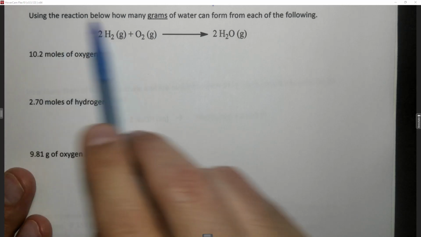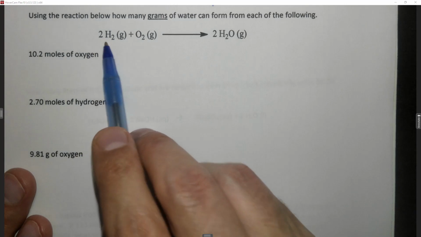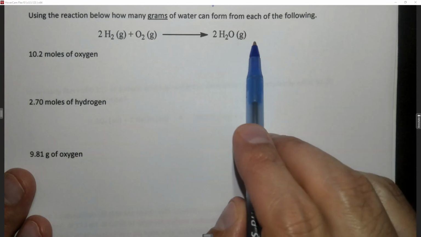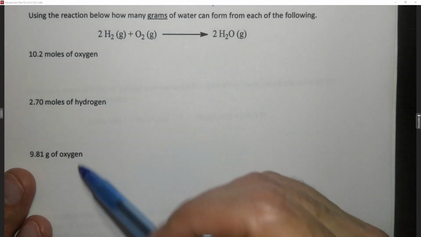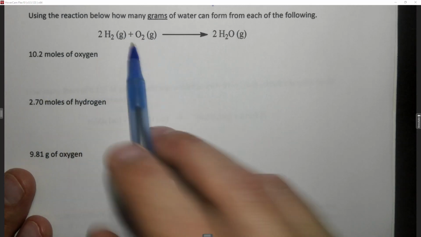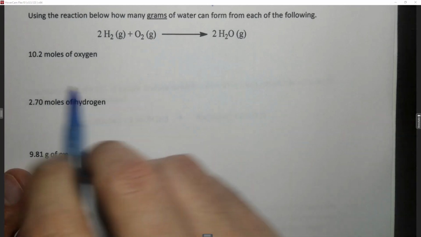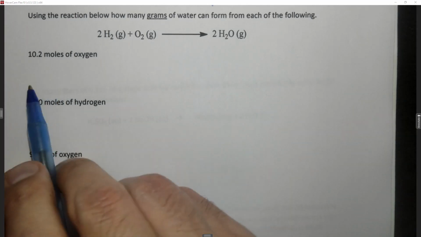This question says, using the reaction below, how many grams of water can form from each of the following? We have 2H2 plus O2 yields 2H2O. And in each case, we're given some number of moles or grams of oxygen or hydrogen, and we're asked for how many grams of water we can form. So if you haven't watched the previous question, it's probably a good idea to do that first.